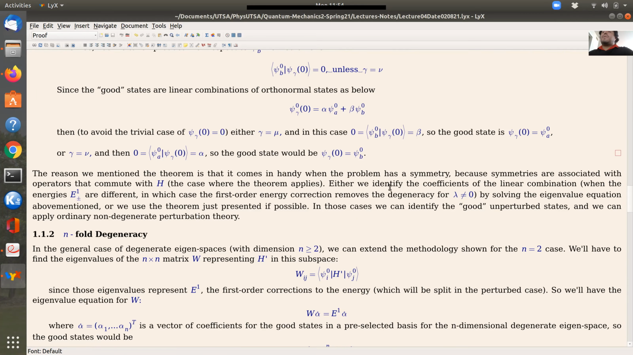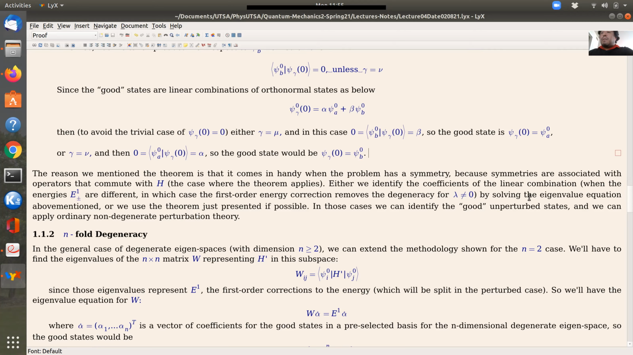So you have two options. Either you identify the coefficients of the linear combination when the energies E1 plus and minus are different, of course. You need that because if the energies are different, you have lifted the degeneracy, the eigenvalues are different, which will mean that the eigenvectors are different as well. And so the first order energy correction removes the degeneracy, and also you'll find linearly independent eigenvectors.